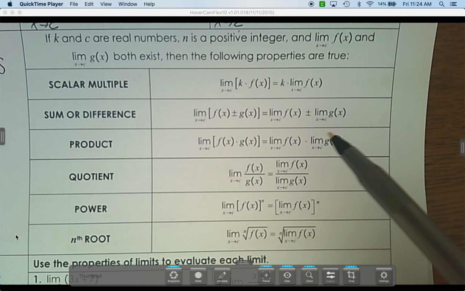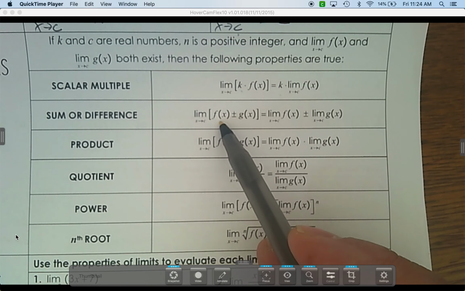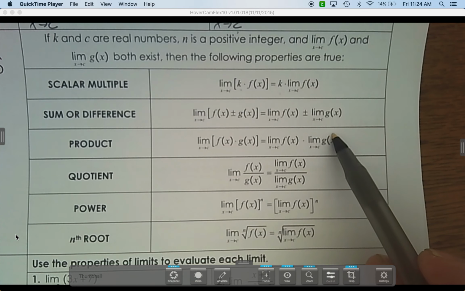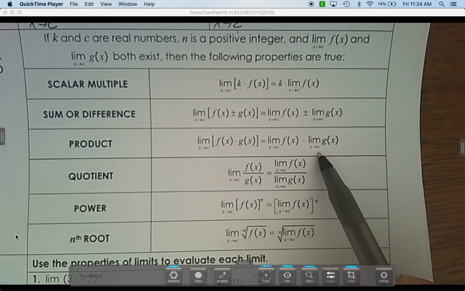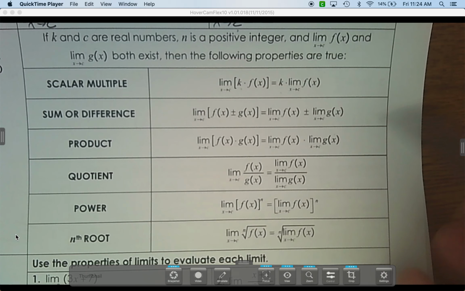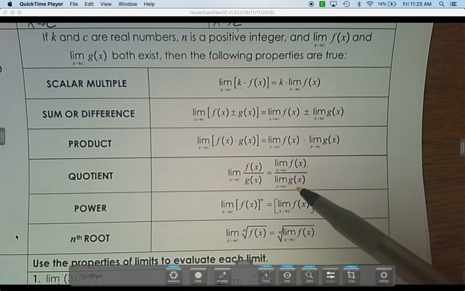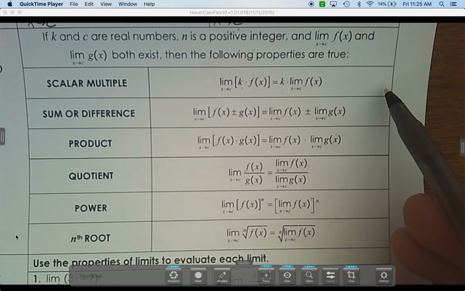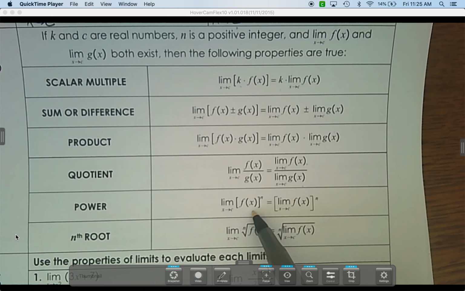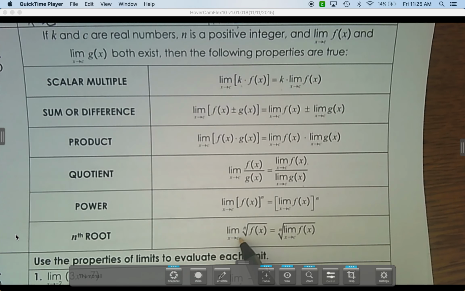Scalar just means that if you're multiplying something, then that multiplying could be on the outside. If you're adding or subtracting, you can split it up into multiple limit questions, adding or subtracting. If you're multiplying, you can separate it into two limits, multiplying. If you're dividing, then you can separate it into two limits, dividing. Sometimes as we get into different theorems in calculus, knowing these properties will come in more than evaluating right now. The power function, if you have a function to a power, you can do the limit and then to the power. Same thing with root, which is really just a power, just a fractional root exponent.